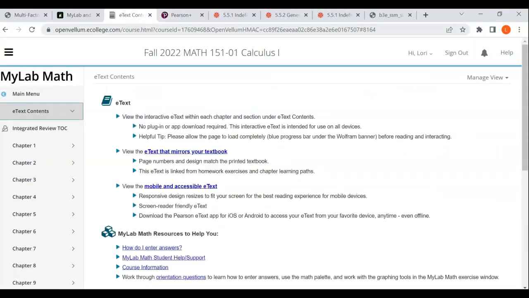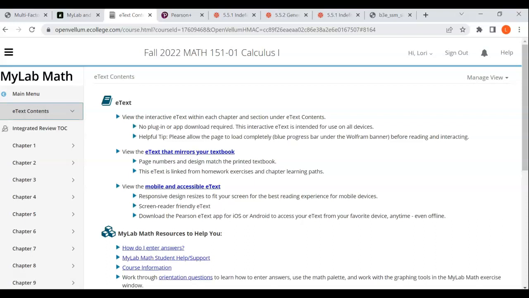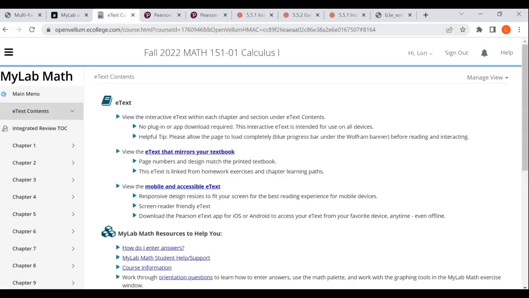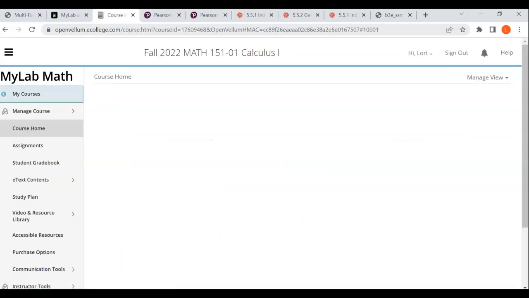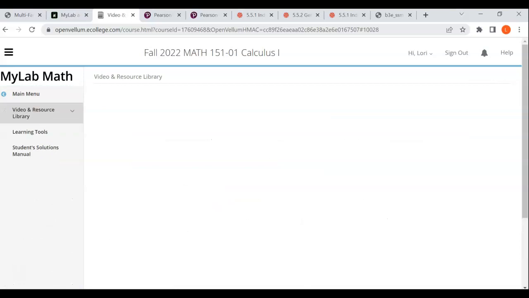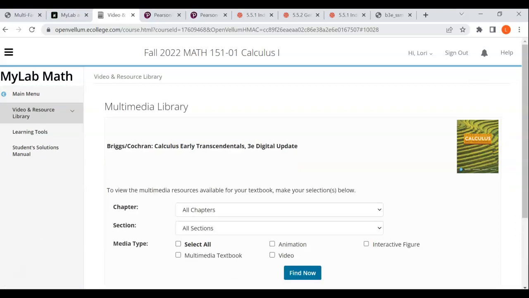Again, just hit EText, and before you go anywhere else, pick the one that mirrors your textbook, and you plug in those page numbers. All right. Student Solution Manual, everybody, is under Resource Library. And there's a Student Solution Manual. Okay.